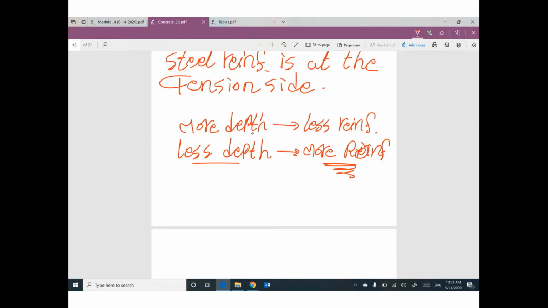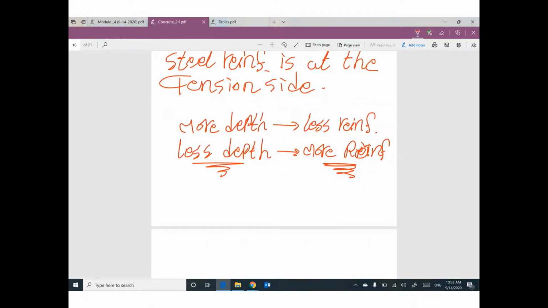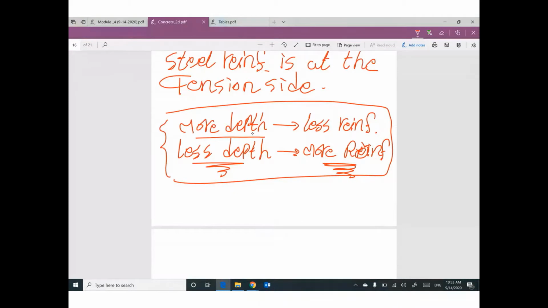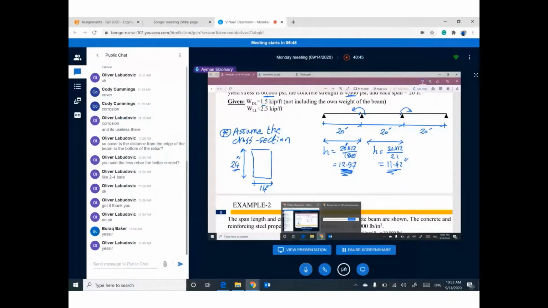The answer to this question will let you know why. The required is only 12.97, 11 point, and you assumed it 24. Why? I'm going to assume too much so the reinforcement is little and little. Put this information in your mind: more depth, less reinforcement. Less depth means more reinforcement. Okay? If you don't care about how much it will cost, go ahead and assume what you want.